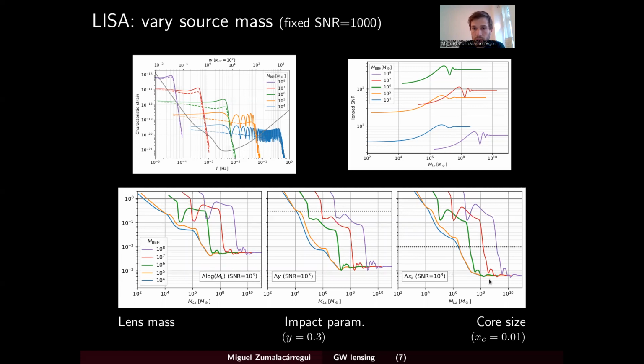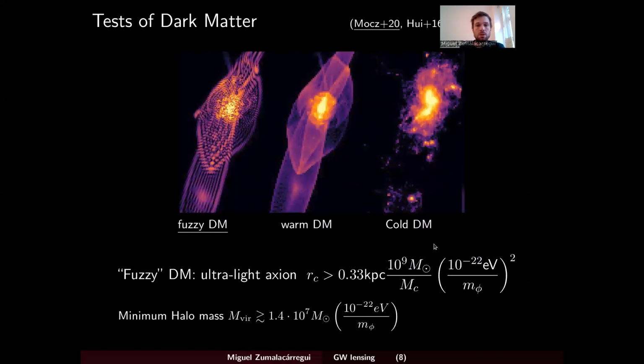Now I want to take this to the realm of dark matter. So with a strongly lensed signal by LISA, we can measure quite well the size of the core. And this is interesting because some dark matter models predict that dark matter halos form this kind of cores. And in the case of fuzzy dark matter, which has all these interesting large-scale structure properties, we have some predictions for the size of these cores.